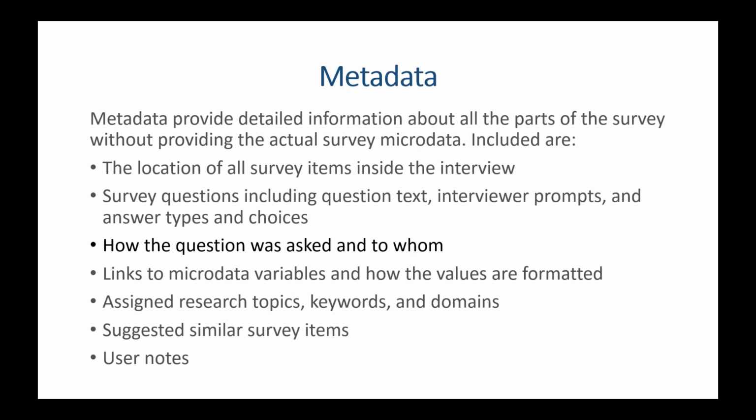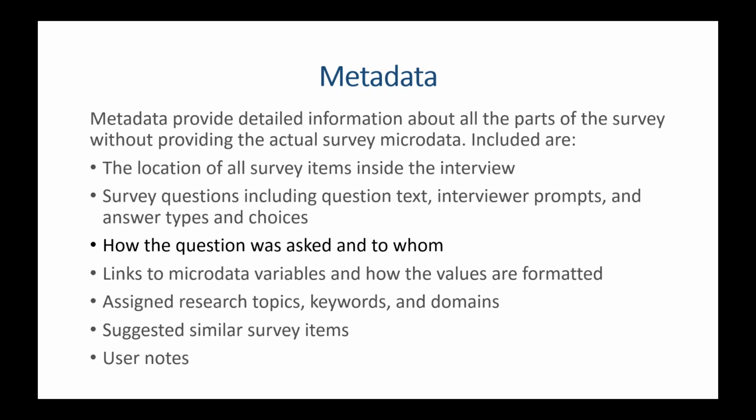So that includes things like the survey questions and where a survey question is asked inside of the interview. What is that question text? Were there interviewer prompts? What were the types of answers that a person could respond? Do they have a range of continuous values they could select from, or was there a set of choices they could look at? How the question was asked and to whom. So was there a certain respondent who answered that question? For instance, maybe a financial respondent answered for both the respondent and the spouse, things about their housing wealth.